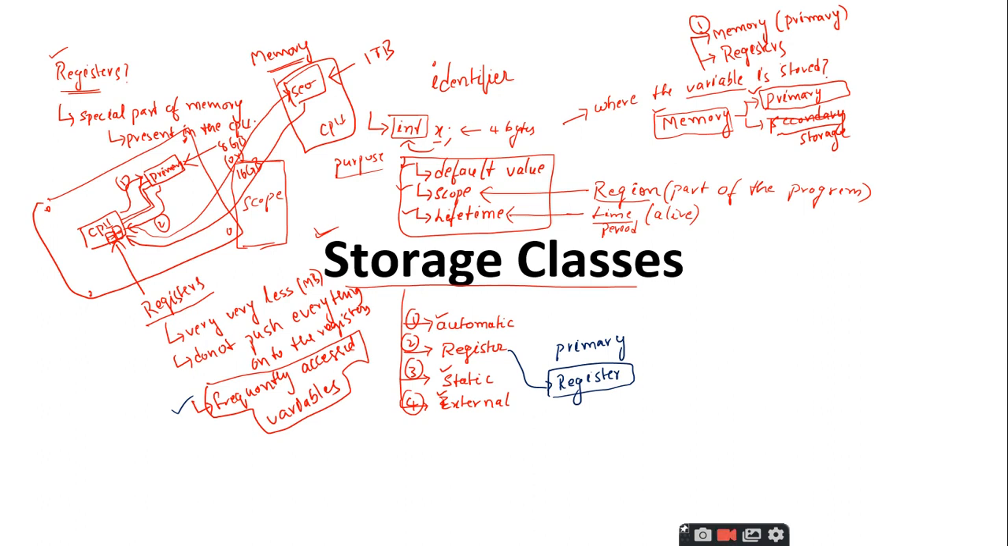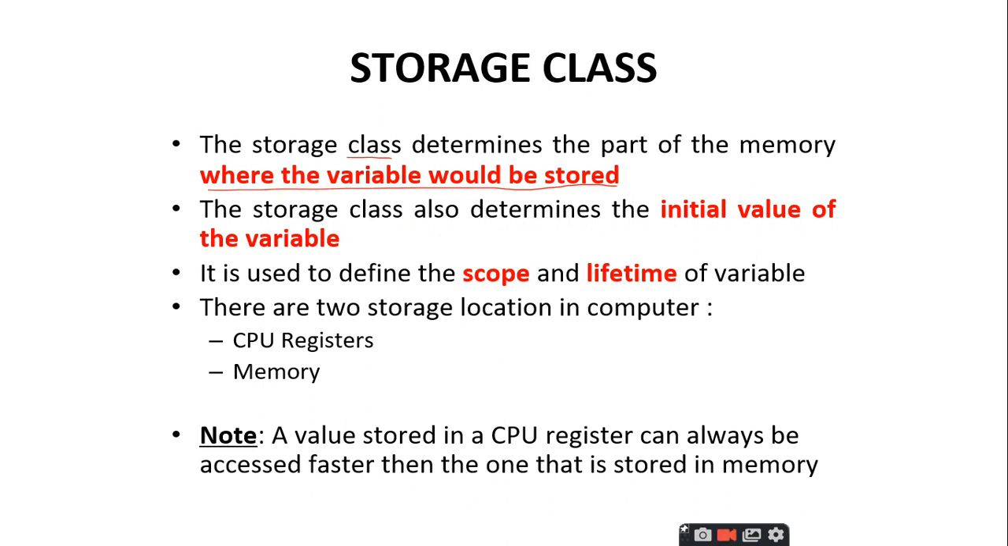So whether we are going to store the variables in the memory or registers will be given by the storage class. Along with the default value, scope and lifetime, it primarily specifies where we are going to store the variables, whether in memory or registers. That is the main purpose. And the storage class also defines the initial value of the variable.